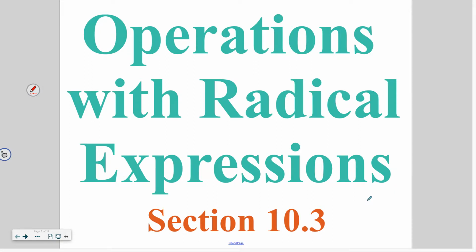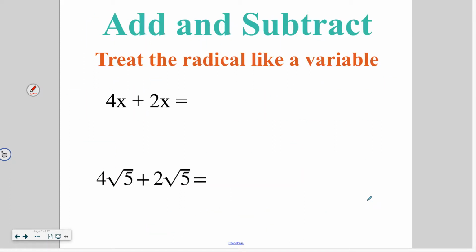Hello class, today we're going to talk about section 10.3, which is operations with radical expressions. When we're talking about adding and subtracting radical expressions, you're going to treat the radicals like a variable. So if you have 4x plus 2x, we know that that would give us a total of 6x. Same thing happens with these radicals, or these square roots.